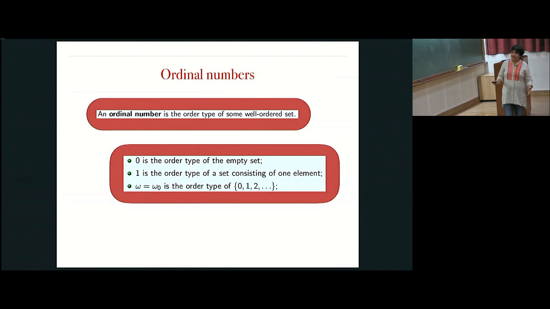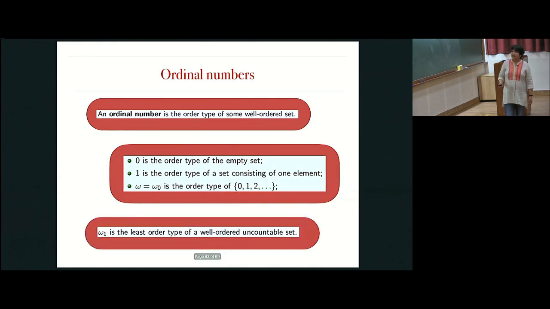So omega, we also call it omega 0, is the ordered type of the countable set 0, 1, 2 and so forth. And it doesn't end there. You can think of continuing, thinking of all possible sets and all possible well-ordered sets. So omega 0 is the ordered type of this set, which is basically the least countable ordinal number. And omega 1 denotes the least uncountable ordinal.